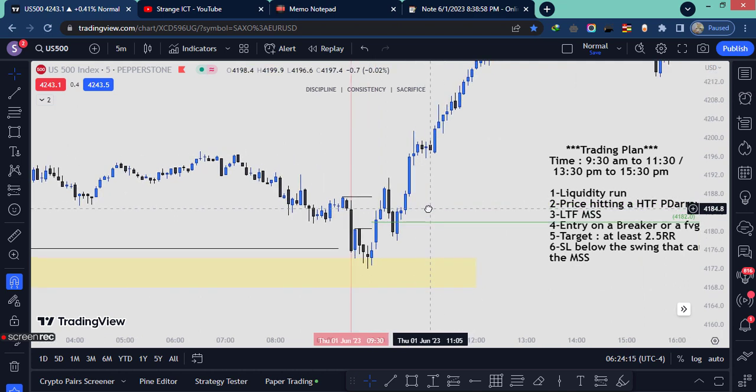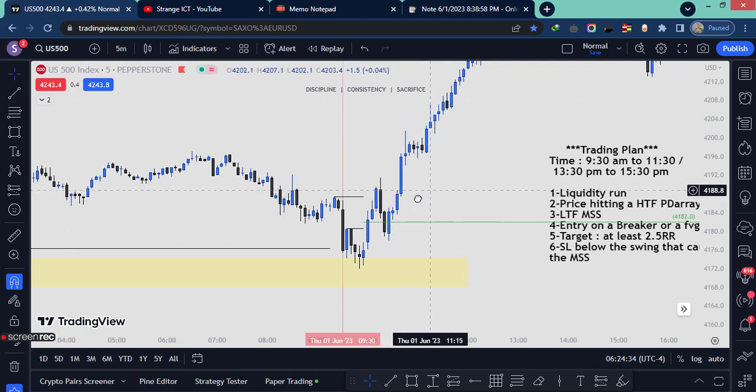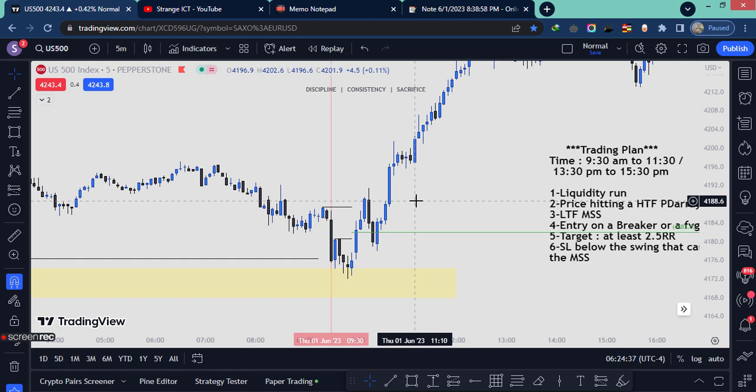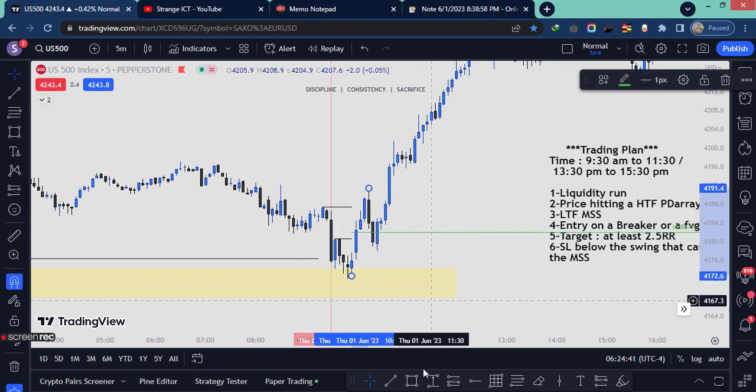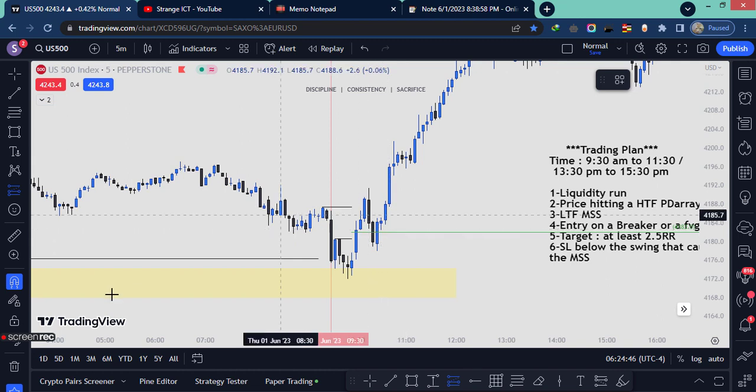Why? Because smart money will buy at a discount. Below this 50% there is discount, and above it there is premium. You want to enter on a discount when you want to long, and when you want to short, you want to short at a premium. So you can put your entry right here.